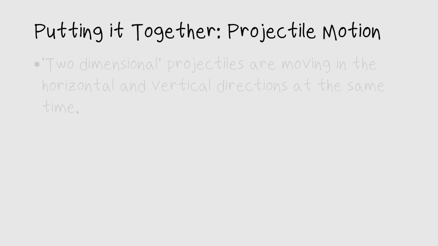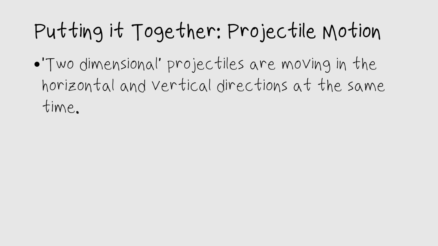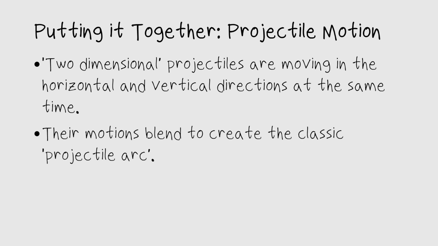So the cool thing about projectile motion is that we have two simpler motions that we understand, that steady horizontal motion and that changing vertical motion, but they occur at the same time in a projectile. Again, assuming that we're going to have a two-dimensional launch and we're not just throwing it straight up in the air. And when these motions occur at the same time in the same object, we create this classic projectile motion arc. So let's see how that animated out with the two motions blending together at the same time.